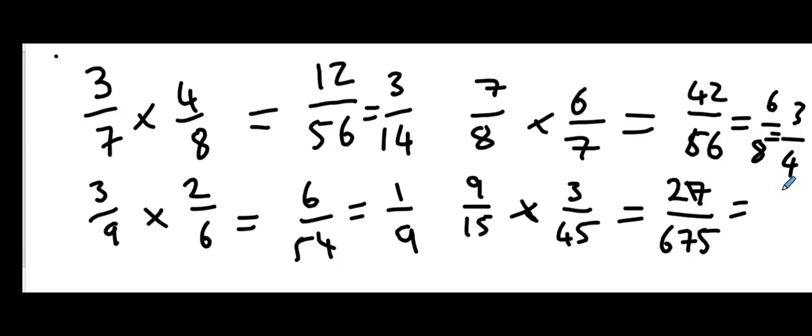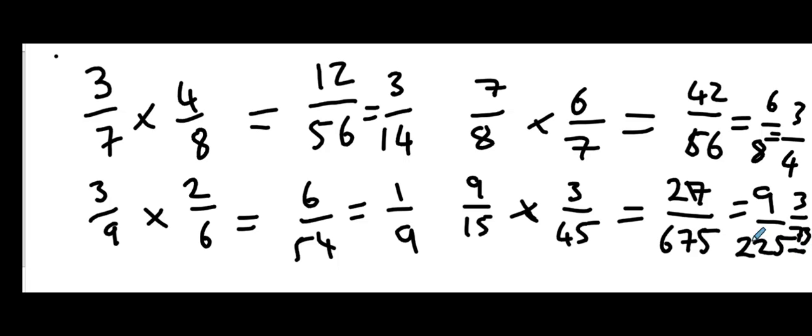And then we have to see, is there a common factor of 27 and 675? So let's take a look at that. Does 3 go into 27? It does. Does 3 go into 675? It does. Okay, so 3 into 27 goes in 9 times, and 3 into 675 goes 225 times. So our answer in this case will be 9 over 225. Right, then we can break that down again. If we divide it again by 3, 3 into 9 goes 3 times, and 225 goes 75 times. 3 over 75.